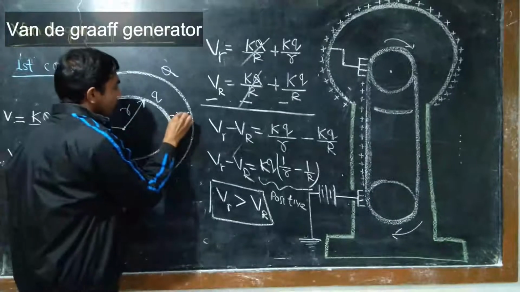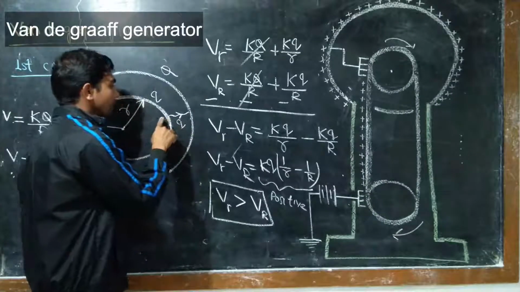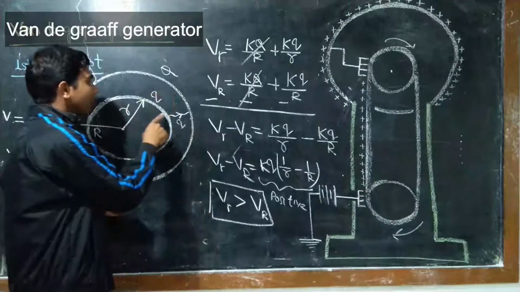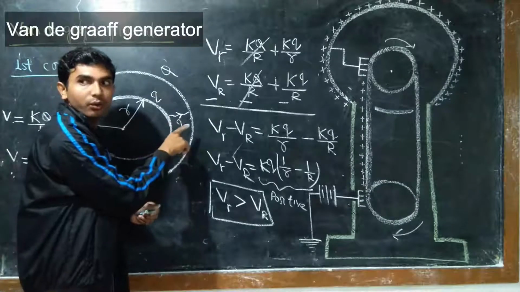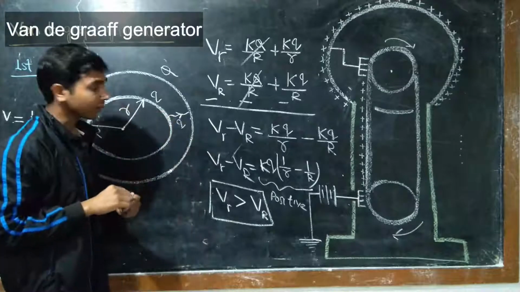So suppose I am going to connect a wire here, right? Then charge will start moving from higher potential to lower. The inside one has higher potential and the outside one has lower potential. So charge will move from the higher potential to the lower.